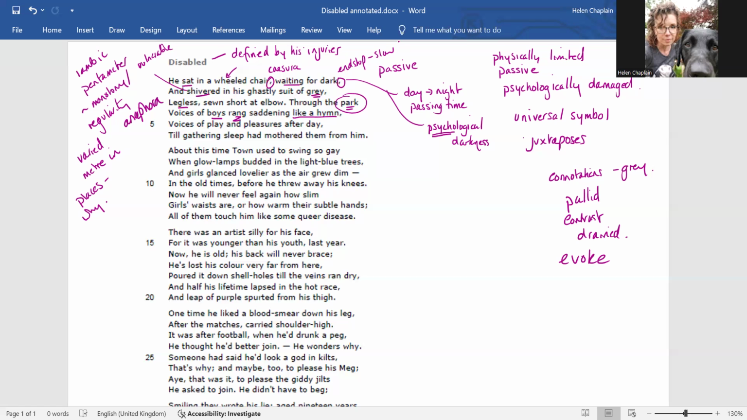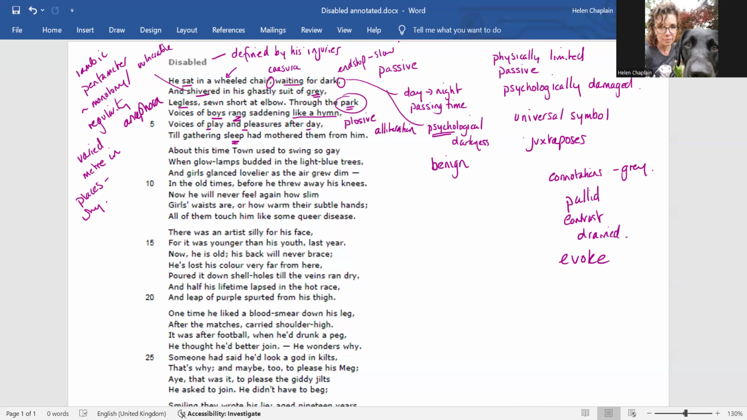Voices of play and pleasures after day. So we've got that plosive alliteration on the P, the D, and the D, that energy and activity that he can hear all around him. But gathering sleep had mothered them from him. So these boys, their sleep is far more benign. Okay, benign is harmless. It's this idea of they are collected together by their need to rest.